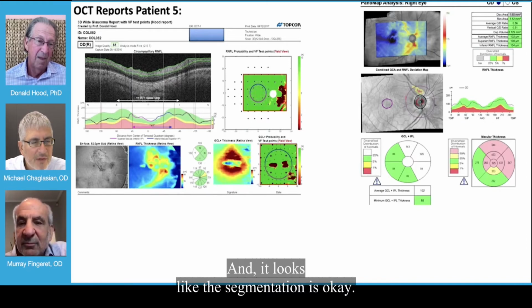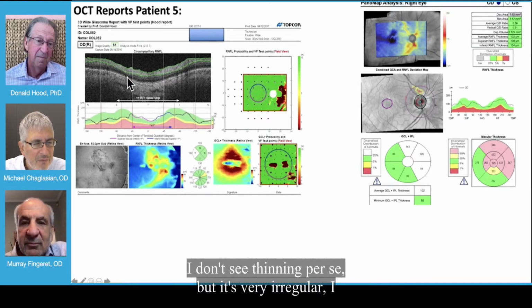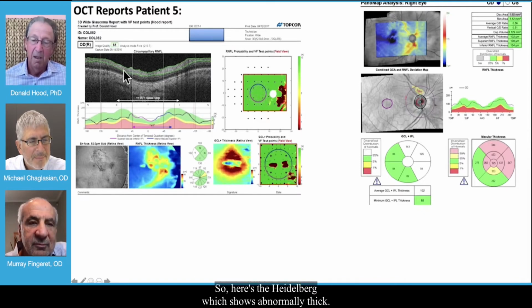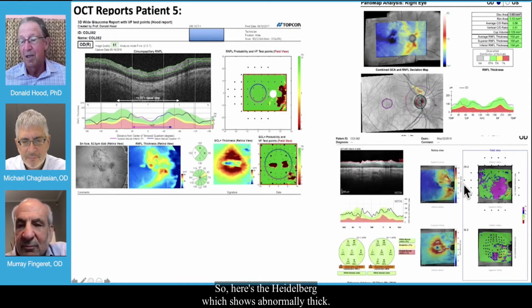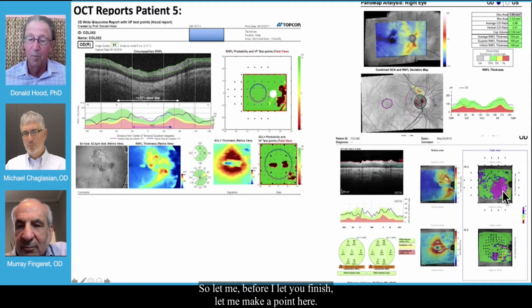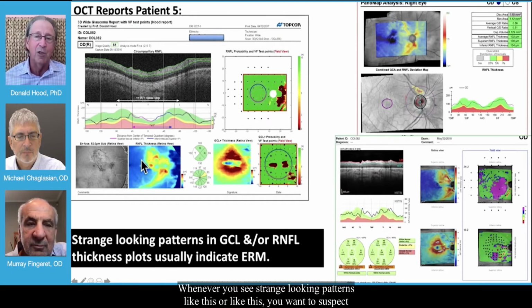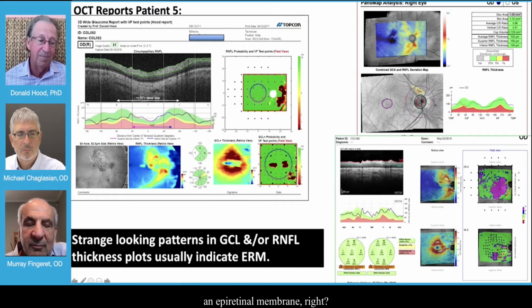And it looks like the segmentation is okay. I don't see thinning per se, but it's very irregular, I guess, is the term I would use. Maybe something here, right? Yeah. Right. So here's the Heidelberg, which shows abnormally thick. So before I let you finish, let me make a point here. Whenever you see strange looking patterns like this or like this, you want to suspect an epiretinal membrane, right? It almost screams epiretinal membrane.